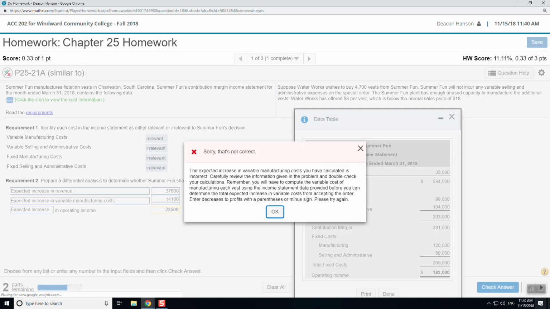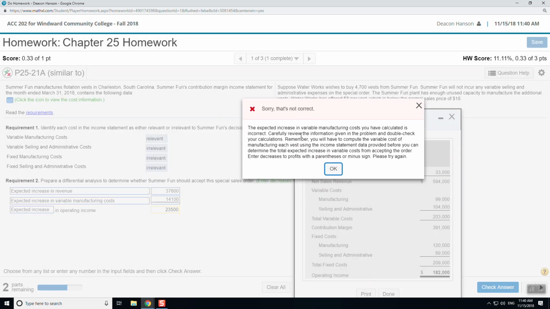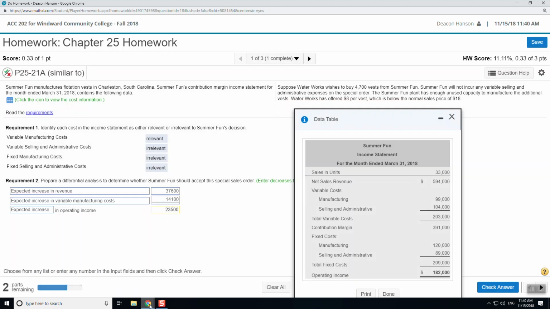Let's see if I'm right. The expected increase in variable manufacturing costs you calculated is incorrect. Carefully review the information given in the problem and double check your calculations. Remember, you will have to compute the variable cost of manufacturing each vest using the income statement data provided before you can determine the total expected increase in variable costs from accepting the order. I thought we did that. Enter decreases to profits with parentheses or minuses. Please try again. Yeah, I was going to say, put the parentheses around the manufacturing cost. That's all we needed to do was show this as a negative, I'm guessing.